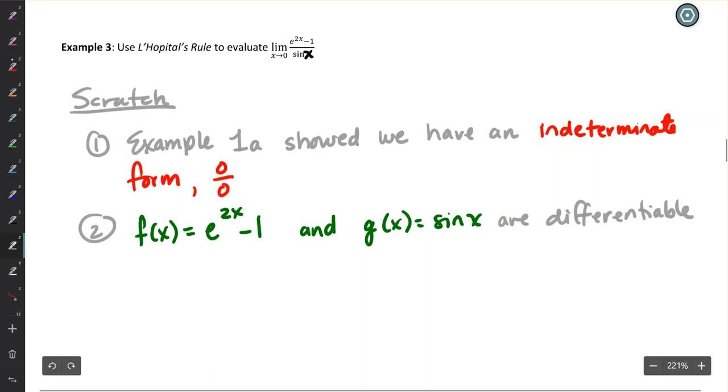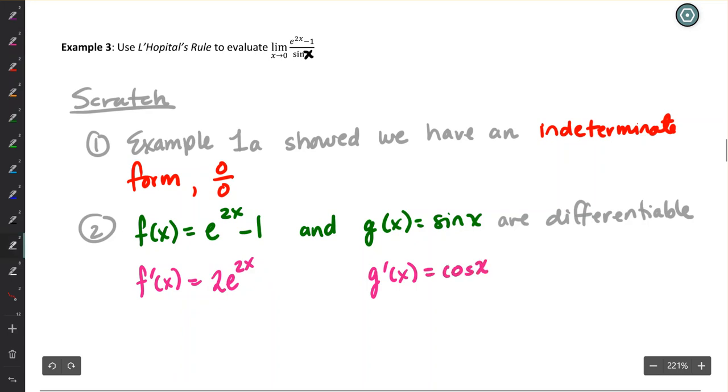So great. Let's go ahead and take their derivatives. Chain rule on this one. The derivative of e to the 2x is e to the 2x times 2, so 2e to the 2x, minus the derivative of 1 is minus a 0. Don't need to write that. And the derivative of g, the derivative of sine, is cosine.